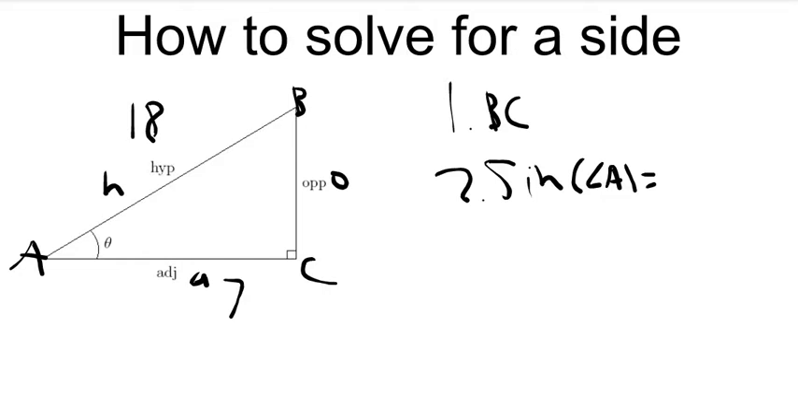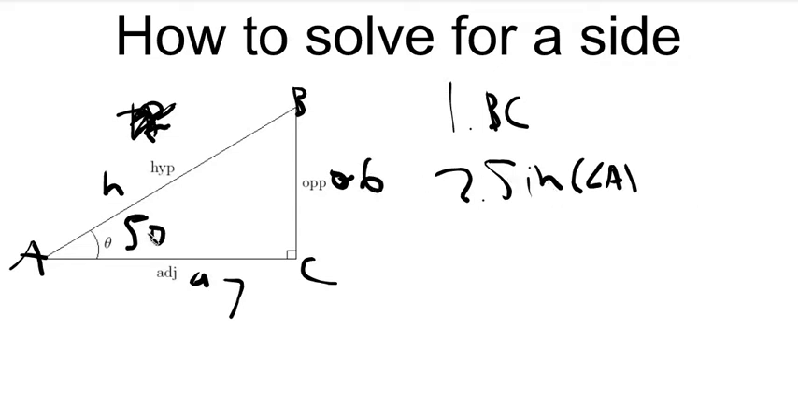Here, let's name some angles. Let's name angle A 50 degrees. Here, this one would be 50 degrees. Let's say we're trying to find the hypotenuse, and we know the opposite side is 6. So it's 6.